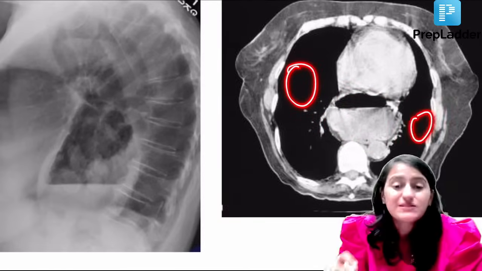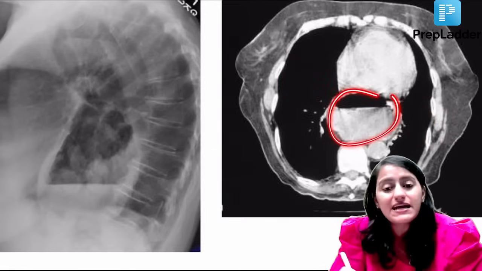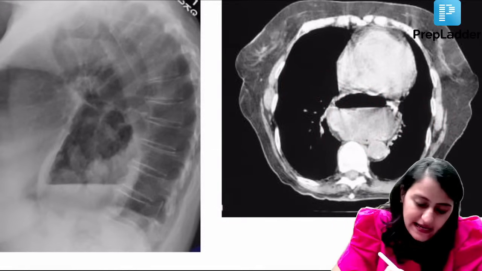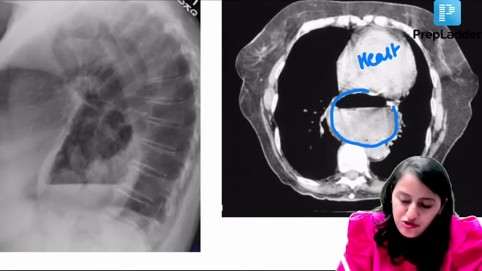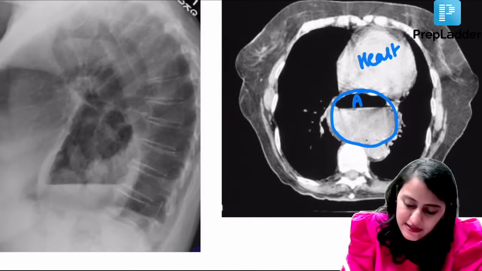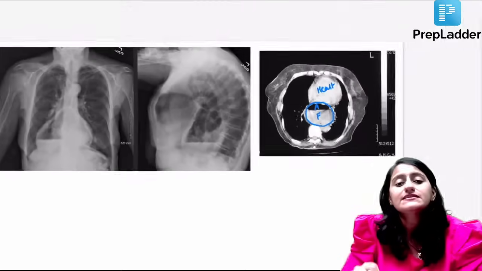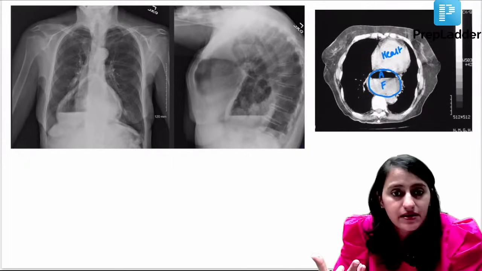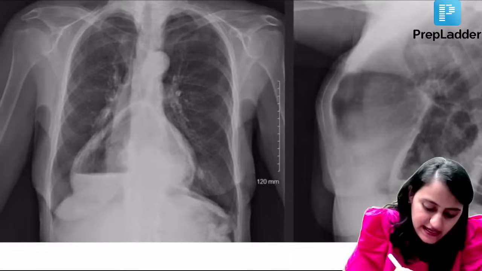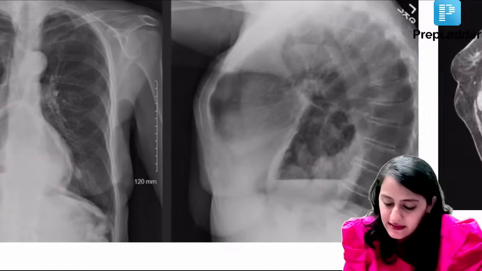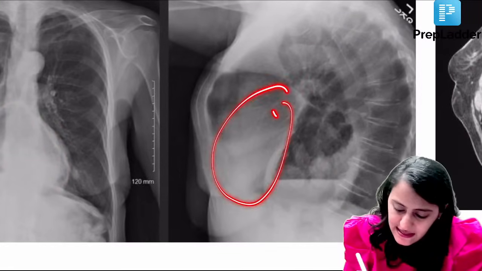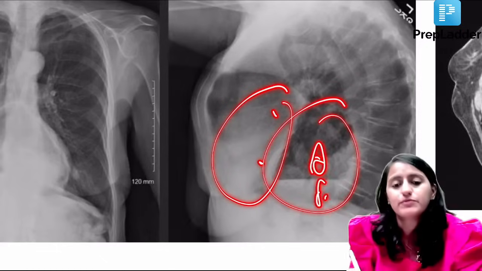Lung abscess you will see in the lung. This is in the mediastinum, right? So behind the heart, this is the heart that you are seeing here. Retrocardiac. Behind the heart, you are seeing air fluid level. This is suggestive of hiatus hernia. Okay, look at the X-ray as well. This is the air fluid level. And in the lateral X-ray, you can see this is the heart here. Behind that is this air fluid level, right?